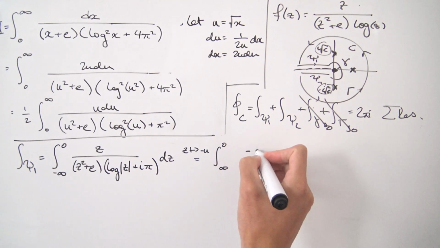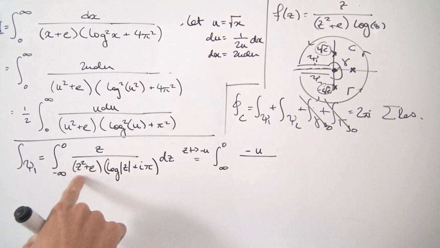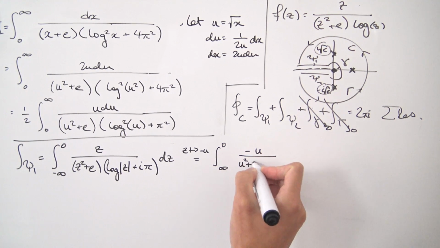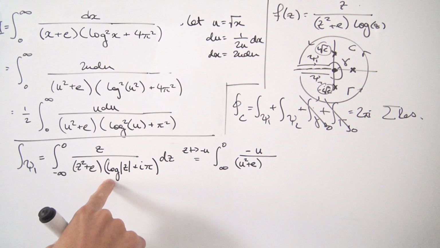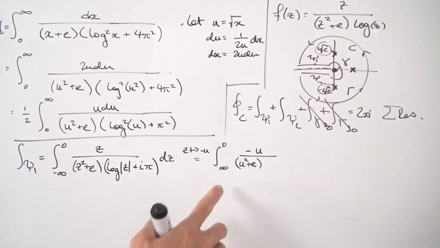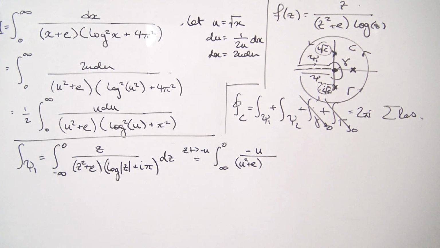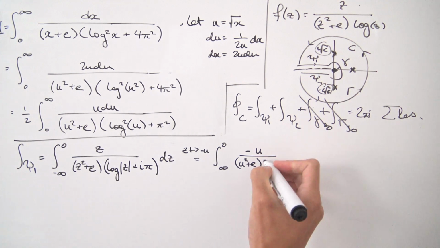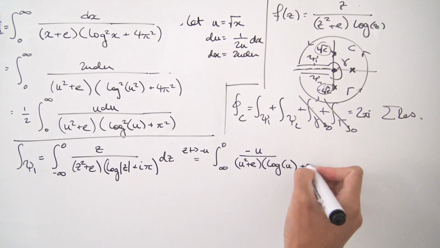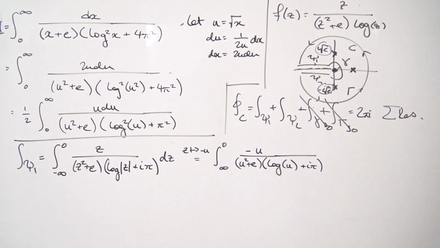Z is going to become a negative, so we're going to get negative u, and then divided by, z turns into negative u, but if you square that, that's still going to be u squared, and then plus e. And then over here, we're going to get log of absolute value of negative u. But notice u is always positive because we're on the interval 0 to infinity. So log of absolute value of negative u is really the same thing as log of just u. And then we also have plus I times pi. So that doesn't change. And dz becomes negative du.